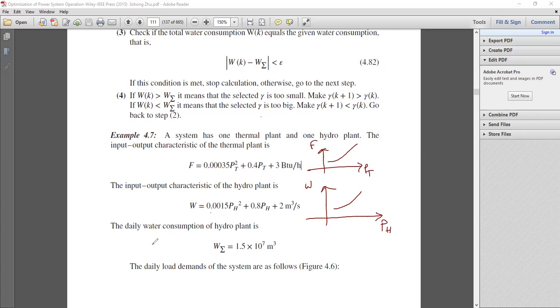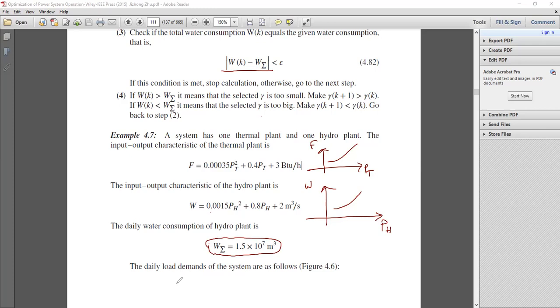The daily water consumption is required at this important step of convergence checking. So the W summation is given as 1.5 into 10 to the power 7 meter cube. So this value will remain constant throughout your time span of calculation.